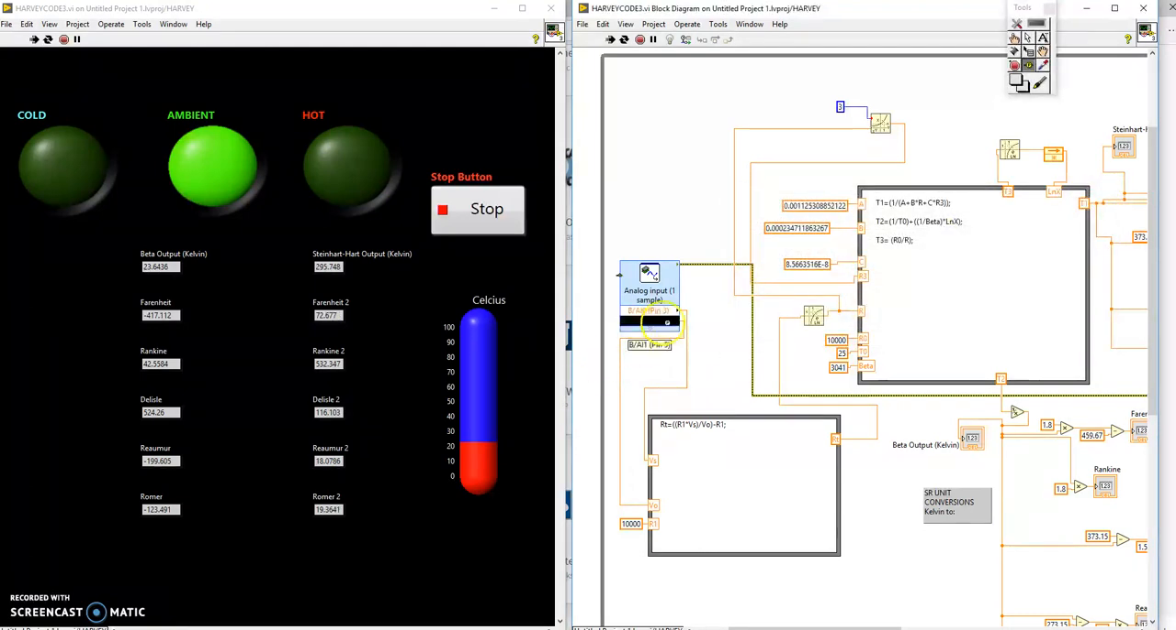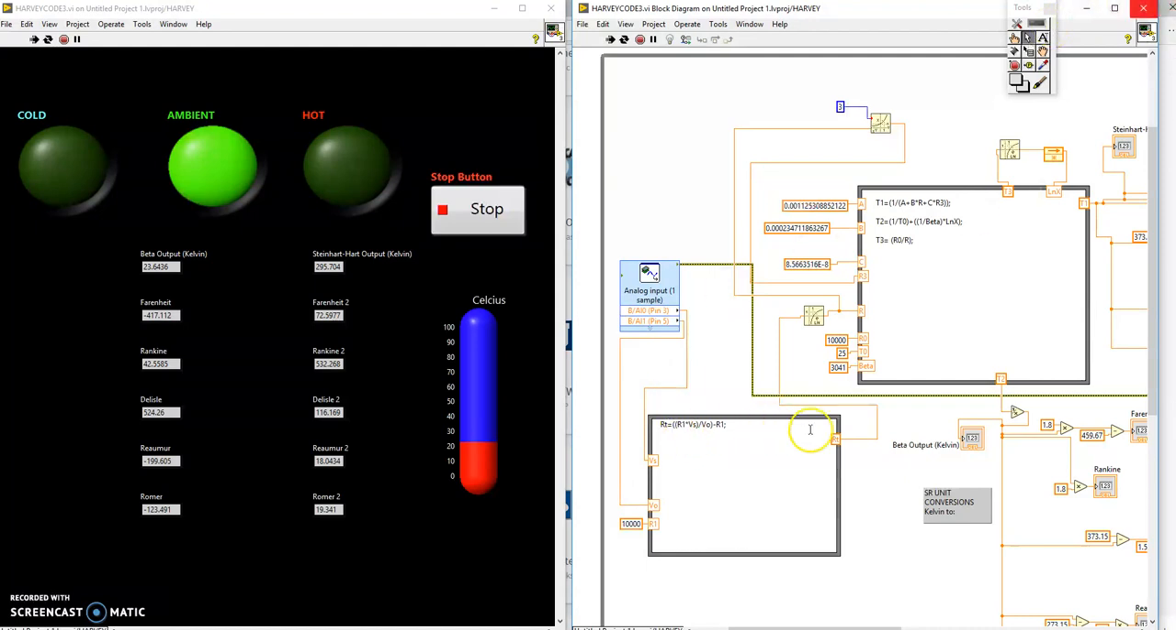Then, leading into the first formula node, R1 has a value of 10,000 for the 10k resistor. This formula here is the rearranged voltage divider calculation, which originally came from voltage output equals voltage source times R1 over R1 plus RT, R1 being the resistance known at 25 degrees Celsius, which was 10k.